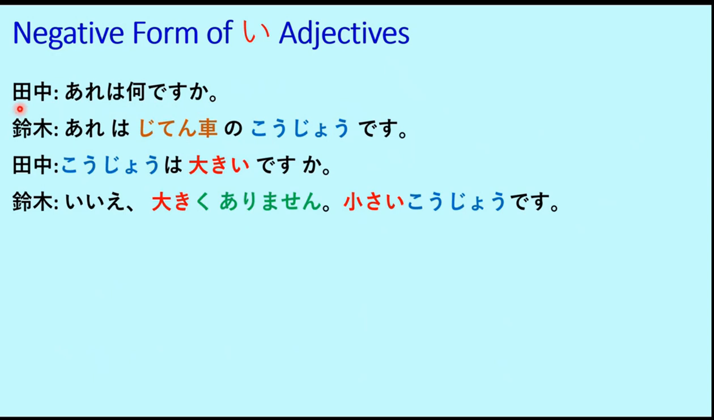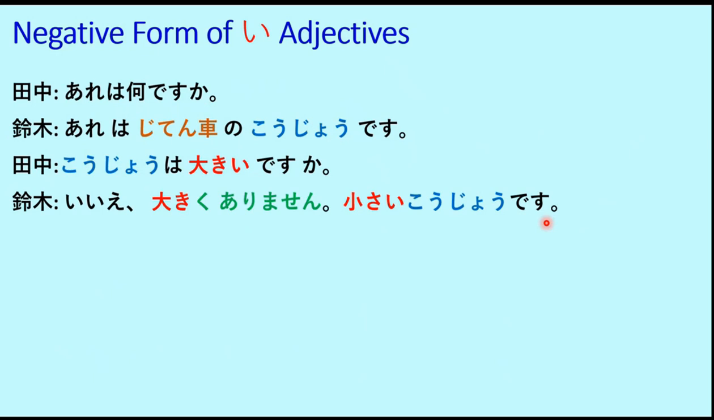So this is Tanaka. As you can see, Tanaka-san says, "Are wa nan desu ka?" So let's read slowly so that you can also follow. Tanaka-san says, "Are wa nan desu ka?" Then this is Suzuki. Suzuki-san says, "Are wa jitensha no kojo desu." Jitensha no kojo desu. So we will come to the meaning, but let's first read. Then Tanaka-san says, "Kojo wa ookii desu ka?" Suzuki, "Iie, ookiku arimasen. Chisai kojo desu."